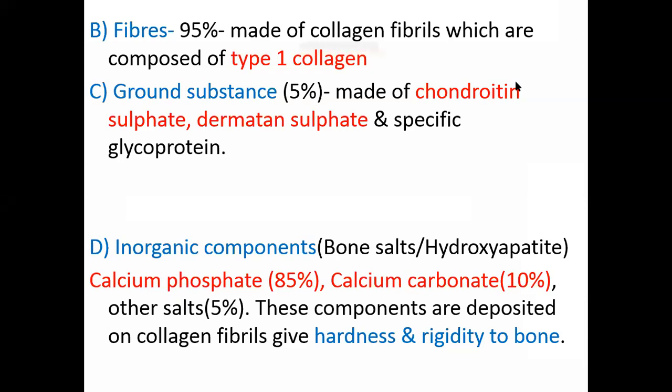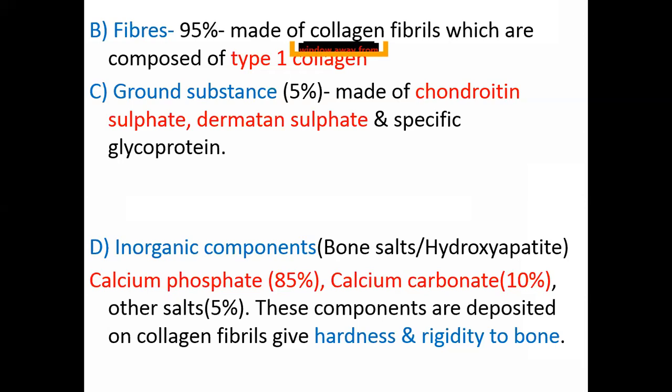Type 2, do you remember what it was? Who wants to answer? Type 2 is in cartilage, right? And collagen type 3 is present in many places. And type 4, where is it? Skin, maybe. Type 4 is the basement membrane.